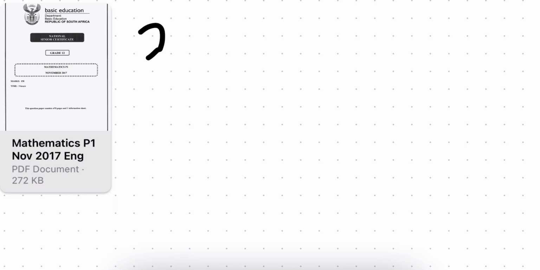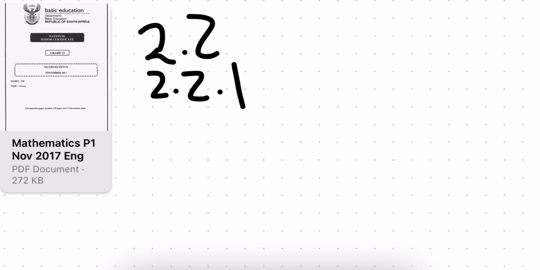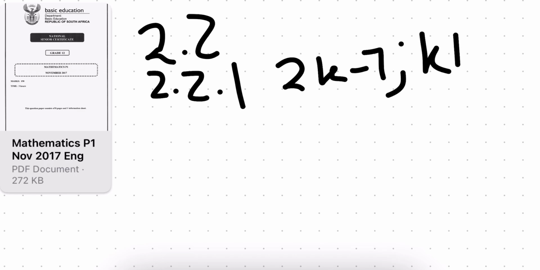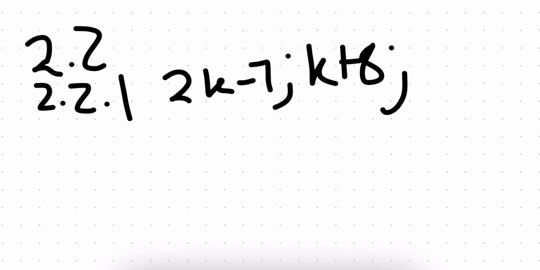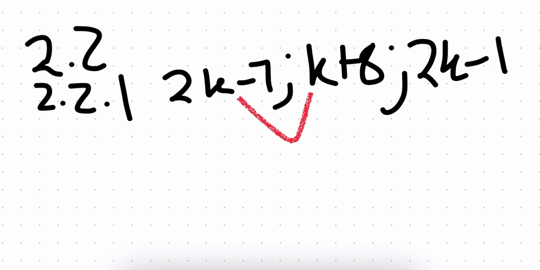It's 2.2.1. It says calculate the value of the 15th term of the sequence. So the first term was 2k minus 7, and the second term was k plus 8, and the third term was 2k minus 1. Okay, cool. Let's just determine the first difference.